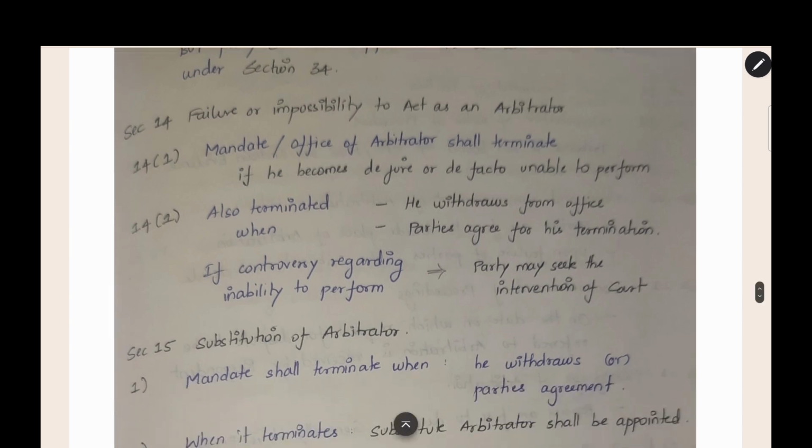If there is a controversy regarding inability to perform, and you are not able to find out whether the arbitrator can perform or not, you can go to court and file an application. The court will look at the circumstances and decide whether the arbitrator can perform or not. This will be decided by the court. If you cannot determine it, you can go to court and file an application.